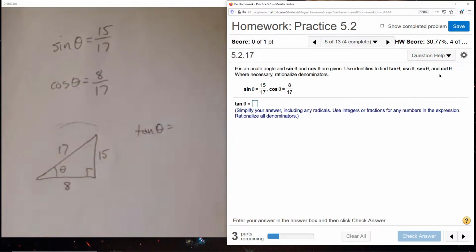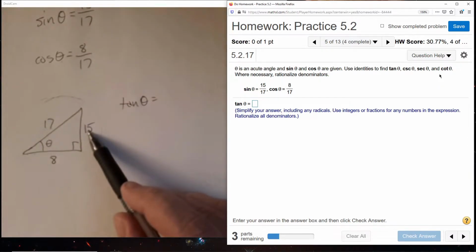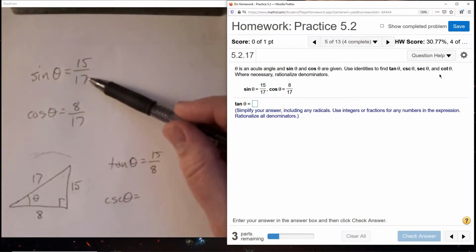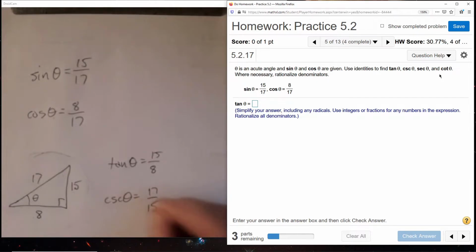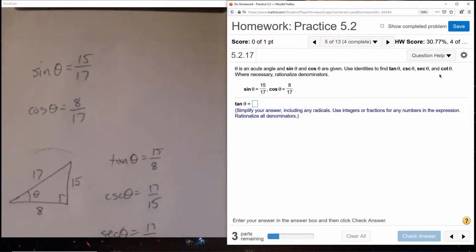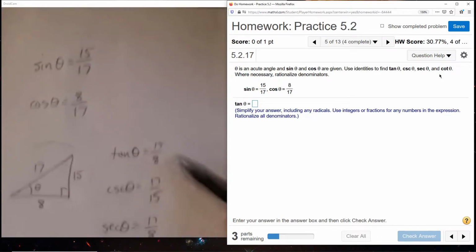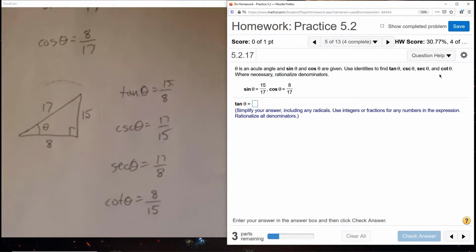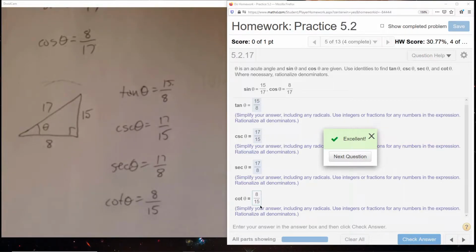Let's do tangent. Well, tangent is opposite over adjacent. Let's do cosecant. Now, cosecant is the reciprocal of sine. Secant is the reciprocal of cosine. And cotangent is the reciprocal of tangent. And I'll plug those in. All right, so I entered all those in. And that was the end of the question.